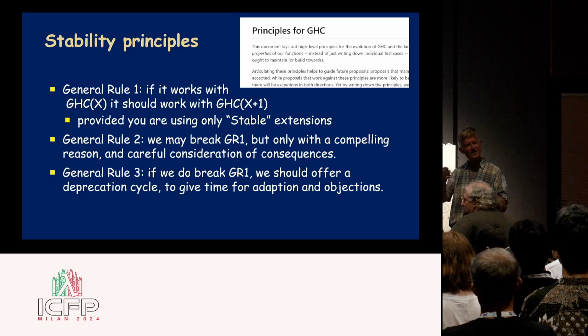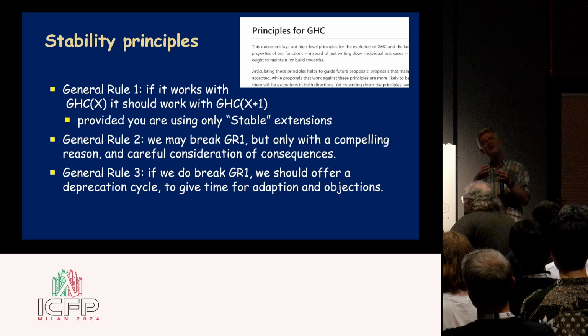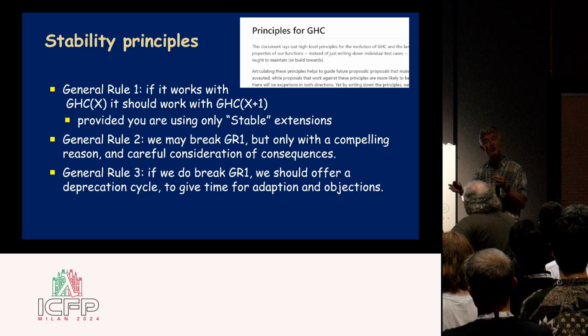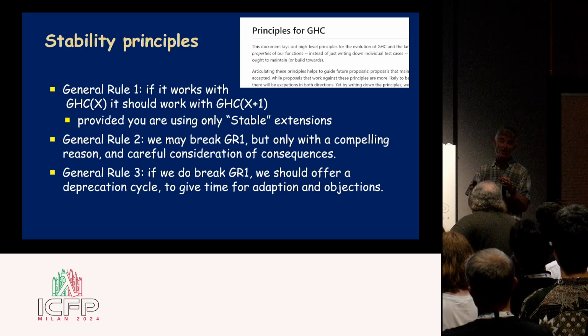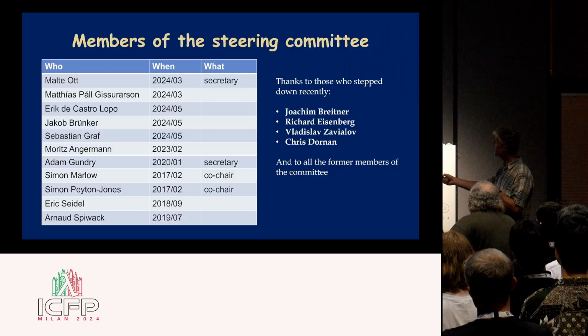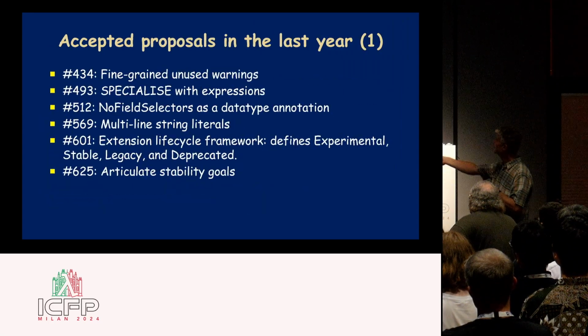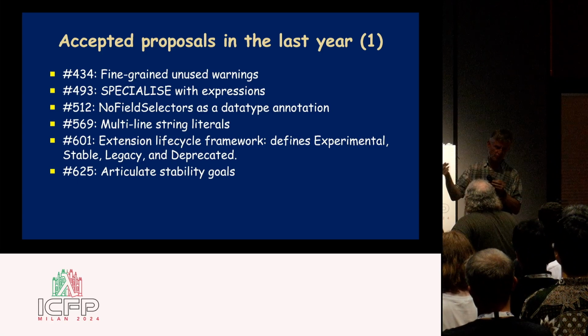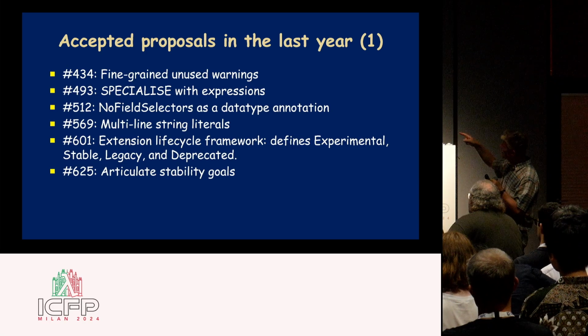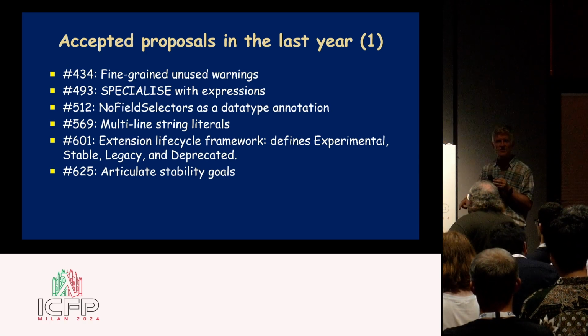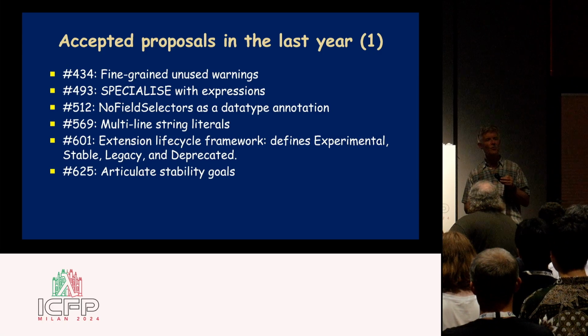So the idea is just so that if you're going to stray into experimental territory, we want you to know, so we're going to classify all extensions by their stability. And indeed, this proposal here defines, in fact, four categories. Experimental, that's what I said. Stable, that's what I said. Legacy means we don't really like it, but we're going to keep supporting it forever.